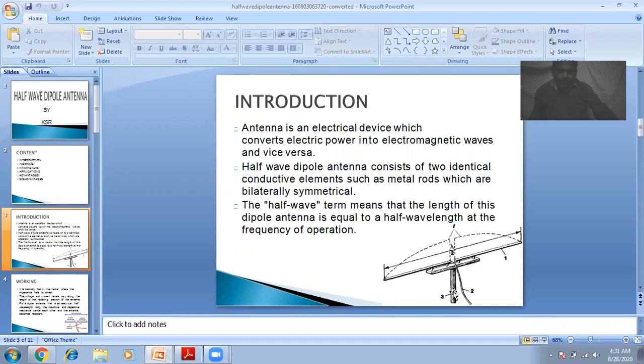This is called the feed. What is called feed? Feeding is nothing but applying the input power to the antenna. And similarly, the half wave term means that the length of this dipole antenna is equal to half wavelength at the frequency of operation.